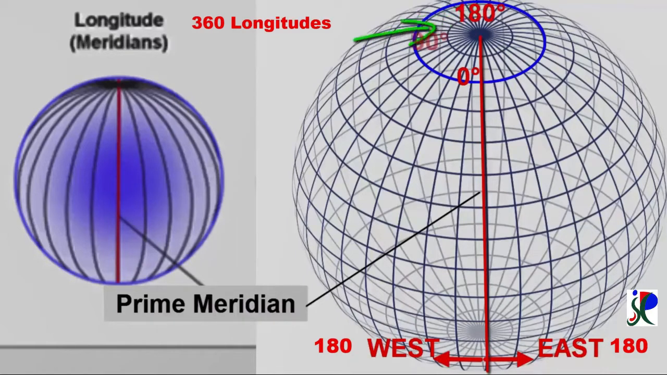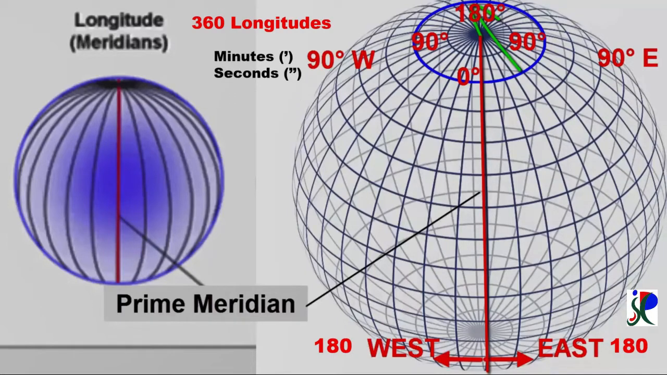For example, 90 degrees west for 90 degrees west longitude, 90 degrees east for 90 degrees east longitude, and so on. Each degree of longitude, just like a latitude, can also be divided into minutes and seconds.